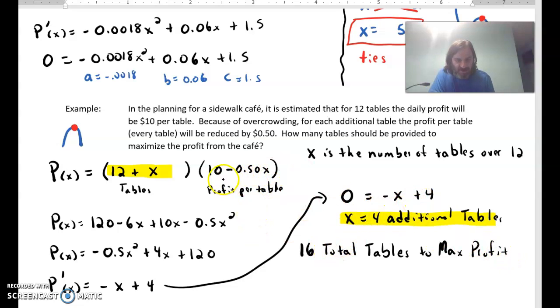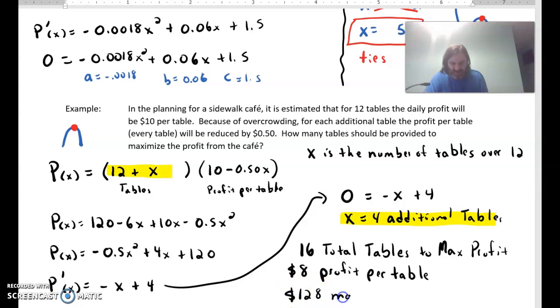If you plug that 4 into the profit per table, I believe that means you would make $8 per table. $8 profit per table is not what it's asking you, but it's good to interpret. And if you plug the 4 in, you would get basically 16 times 8. What is that? $128 is the max total profit. Okay, it only asks you for how many tables, which is 16. So just be careful of that.